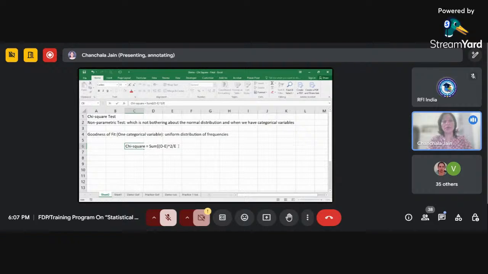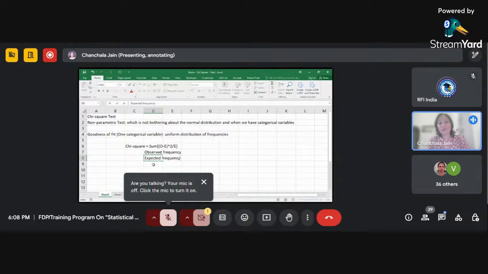This is the formula which we are using, right? Only two things we can observe in this particular formula, that is O and E. O is observed and E is expected. So observed and expected frequencies, these are the notations, or symbols, and they mean observed and expected frequencies, right?